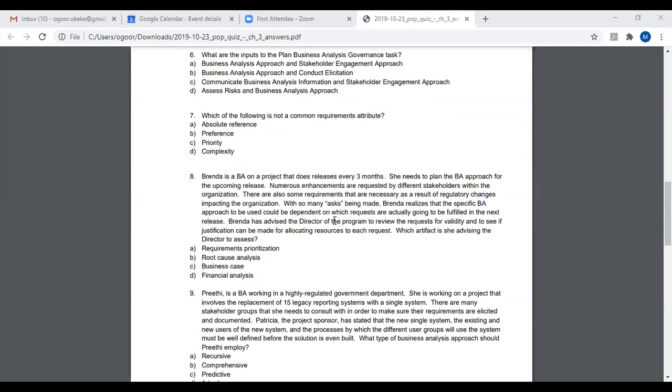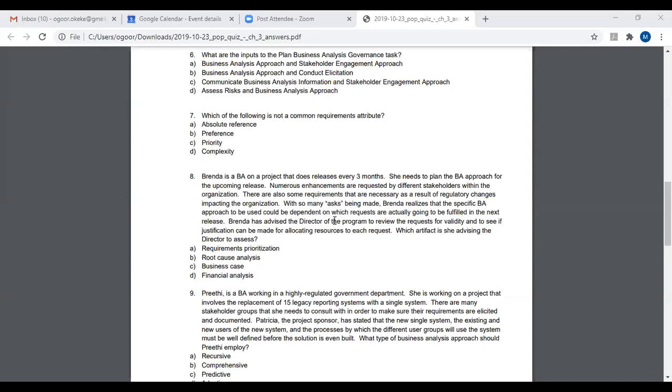All right, number seven. Which of the following is not a common requirement attribute? A, absolute reference. B, preference. C, priority. D, complexity. Absolute reference. Yeah. I'm not too sure, but I know that for requirements, there is priority and preferences. I'm thinking about complexity. I've seen it before somewhere, but I know absolute reference. Yeah, I personally haven't heard of absolute reference too.